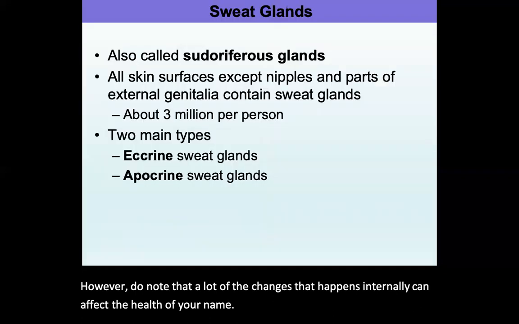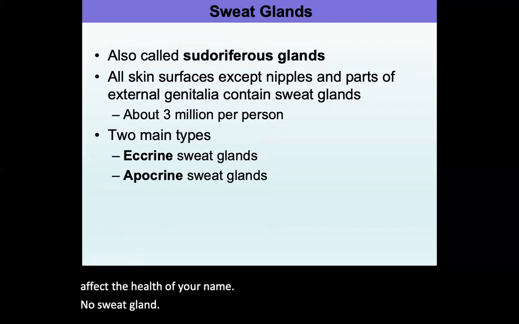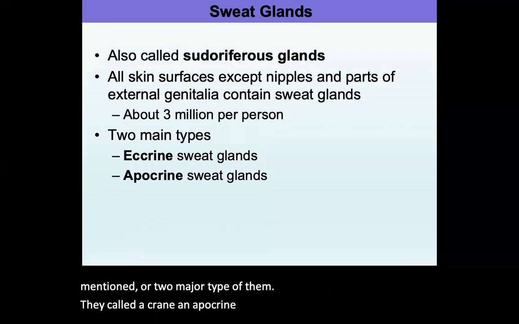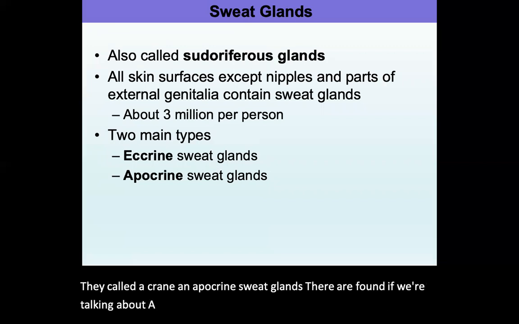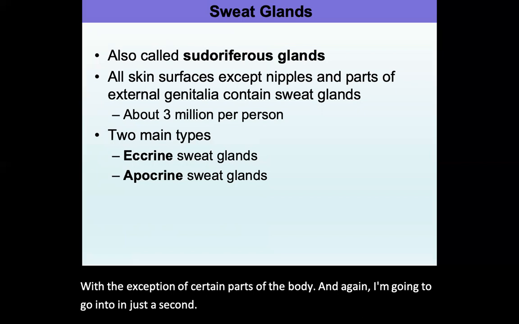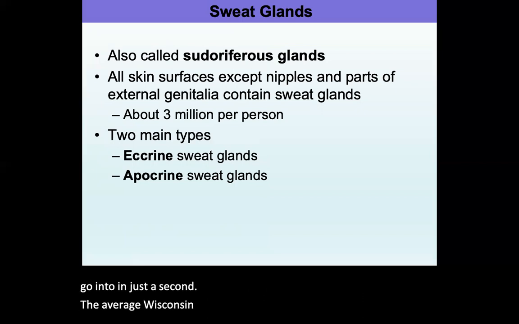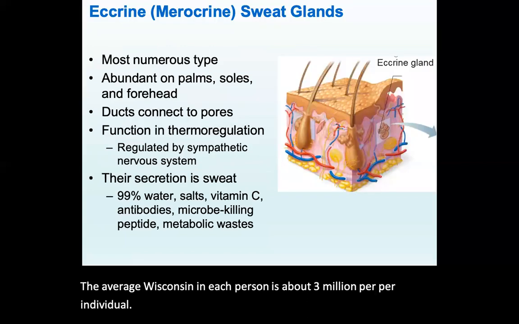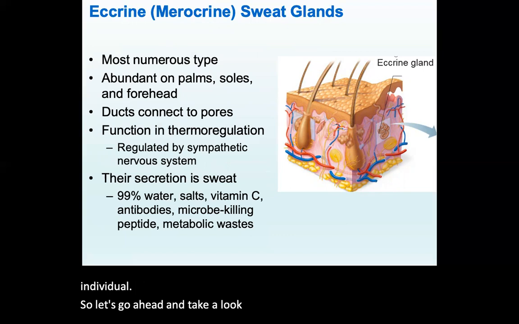Now, sweat glands. Sweat glands, also known as sudoriferous glands. As I mentioned, there are two major types of them, called eccrine and apocrine sweat glands. If we're talking about typical sweat glands, they're found throughout the body with the exception of certain parts of the body, and I'm going to go into that in just a second. The average number of sweat glands in each person is about 3 million per individual. So let's go ahead and take a look at the first type of gland, called the eccrine gland.